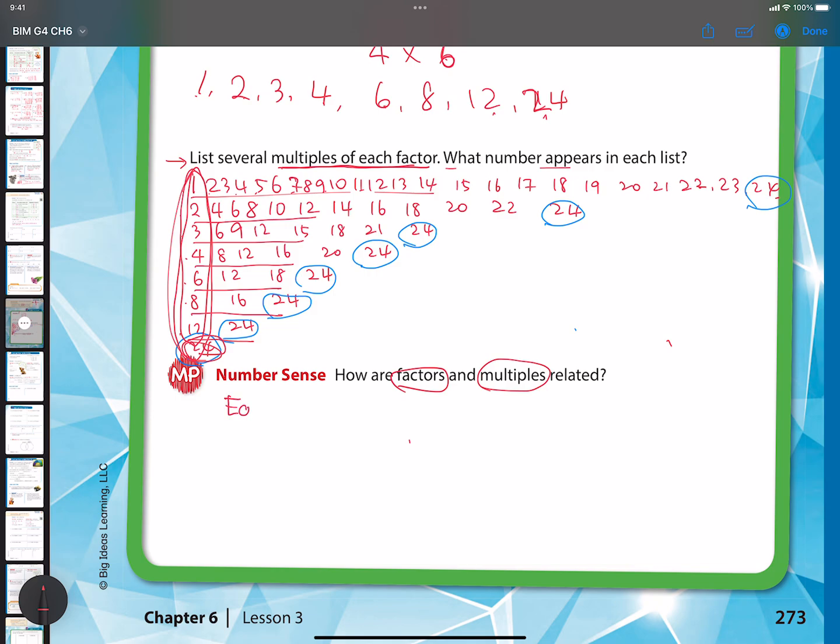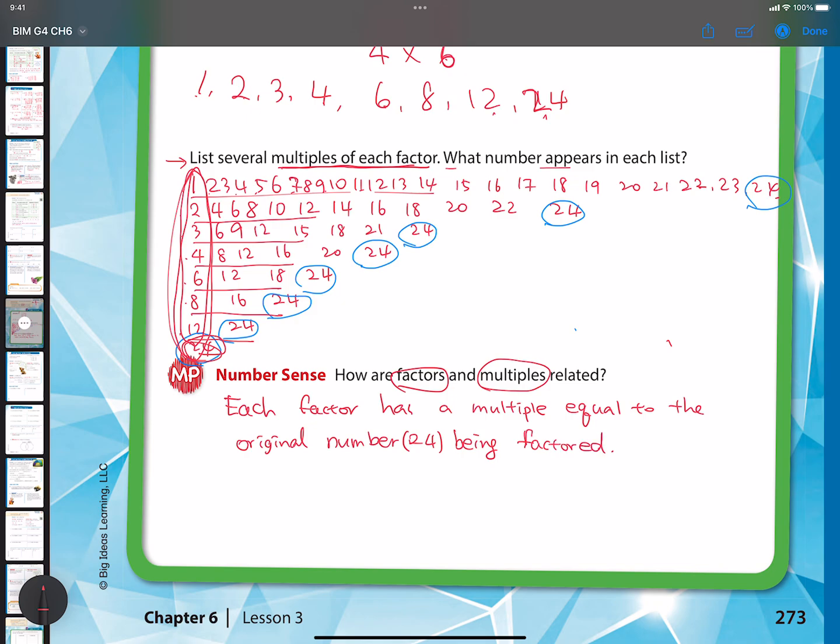So each factor has a multiple equal to the original number here, which is what? 24. Okay, number being factored.